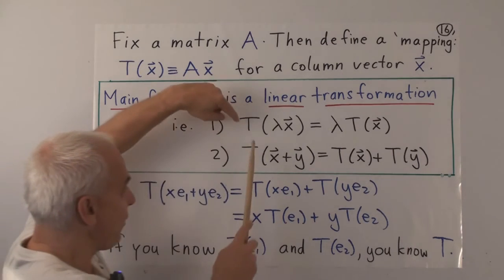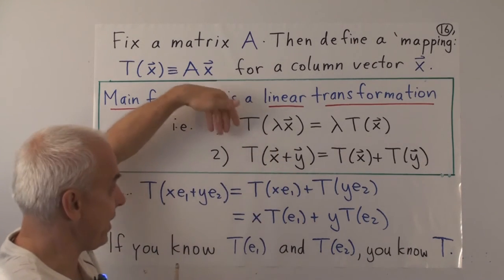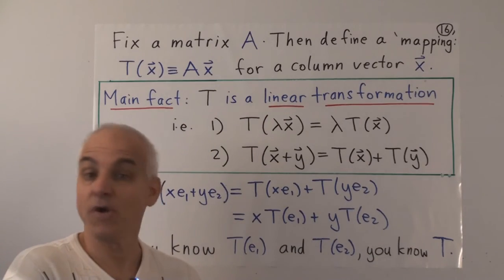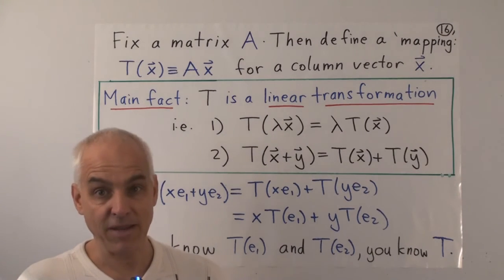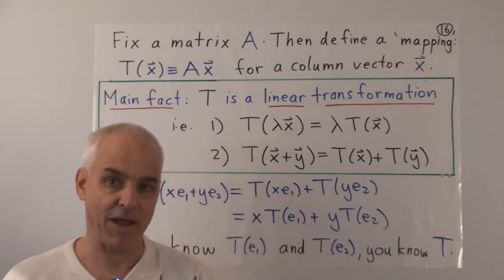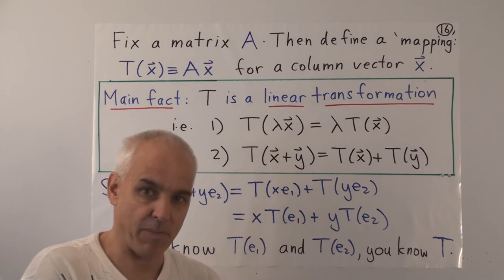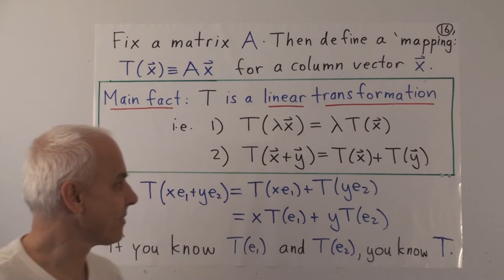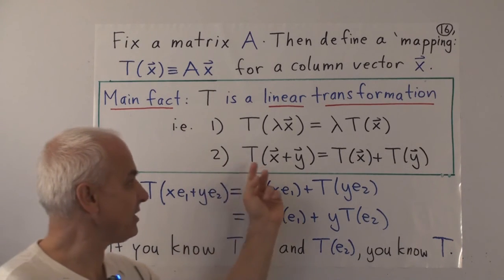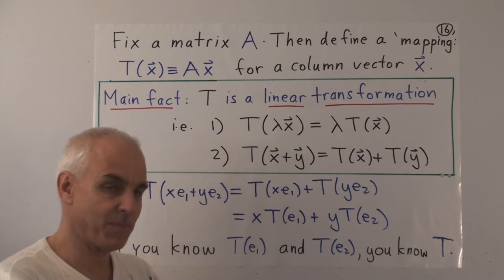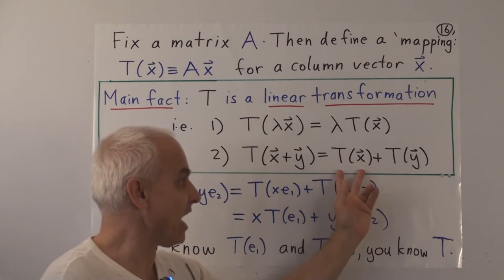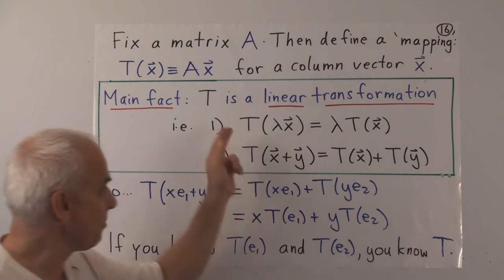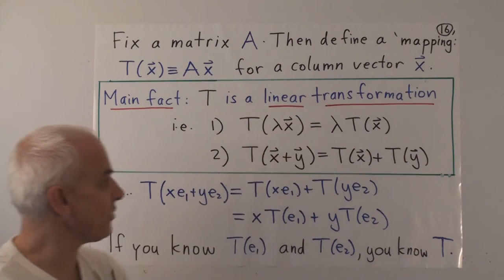First of all, if we multiply x by lambda and then apply T, we get lambda times T of x. So if you scale the input by, say, 3, then the output is also scaled by 3. If you scale the input by minus a half, then the output is scaled by minus a half, and so on. And the second property is that if you apply T to a sum of two vectors, then what you get is the sum of T of x and T of y. Okay? So these two important properties define what we mean by a linear transformation.